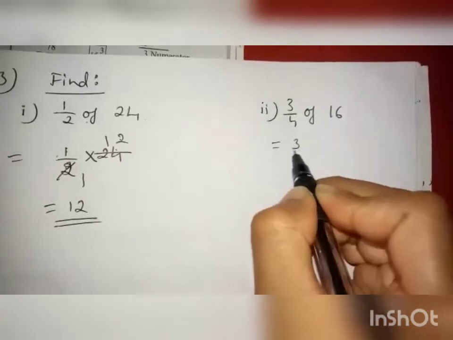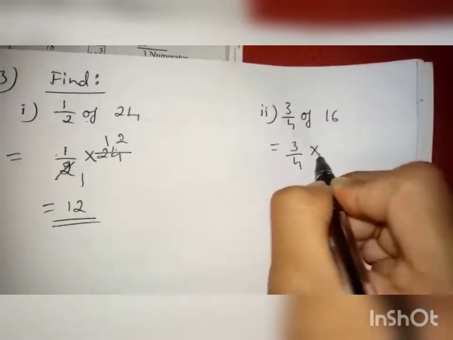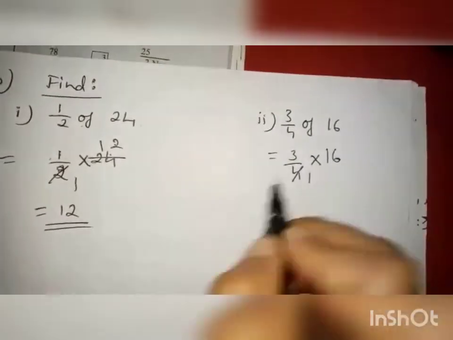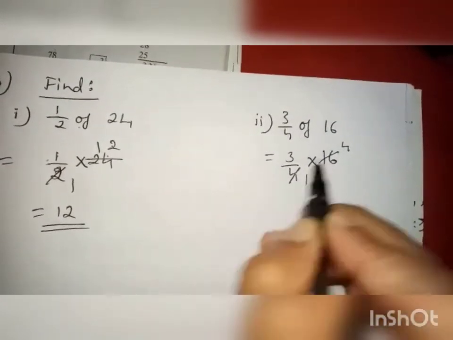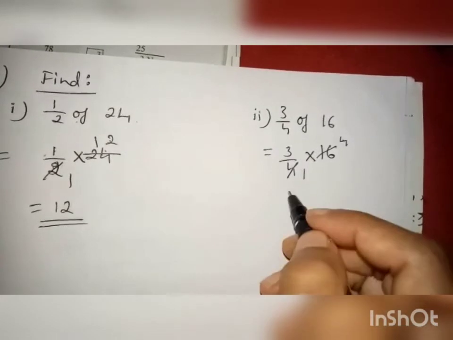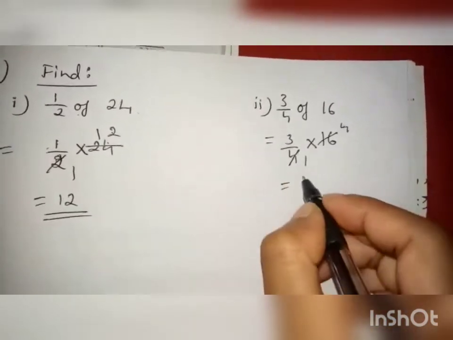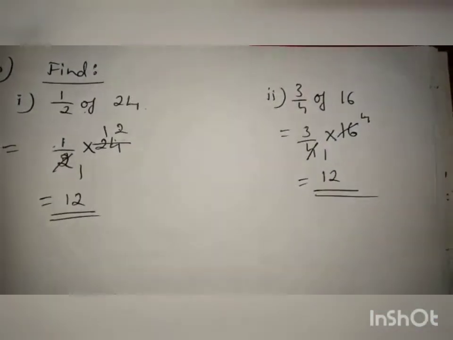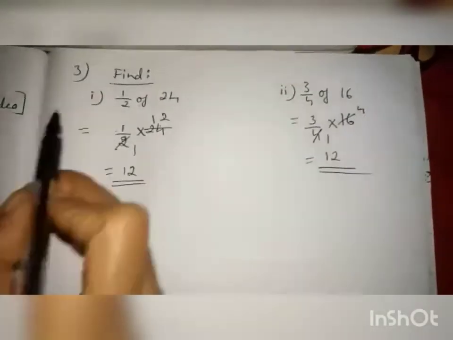Same way, 3 by 4 of 16. How will you write? 3 by 4 of means multiplication, into 16. Same way, 4 1s are 4, 4 4s are 16. Then 4 3s are 12. 12 by 1 is 12 itself. So the answer is 12.